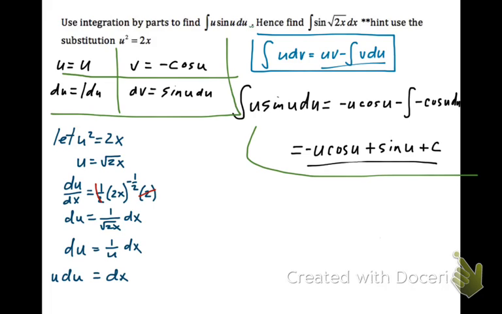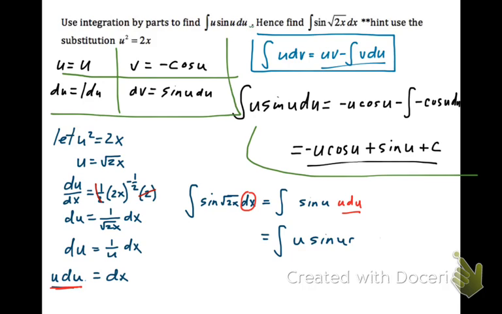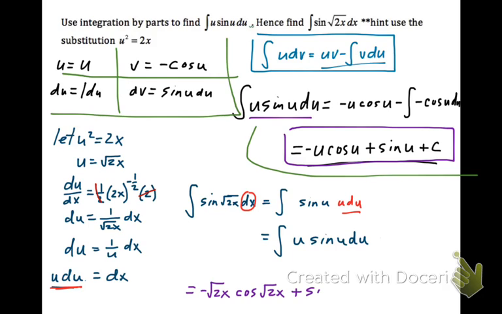Okay, so I'm going to sub that in. So I'm looking at the integral of sine of root 2x dx. And so if I use my u substitution here, this is going to be sine u. And then for my dx, I'm putting in u du. Okay, and now I'm just going to keep working this through.